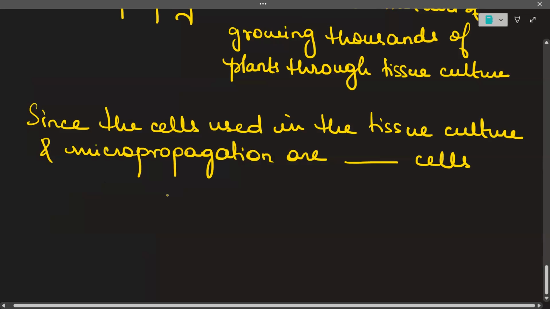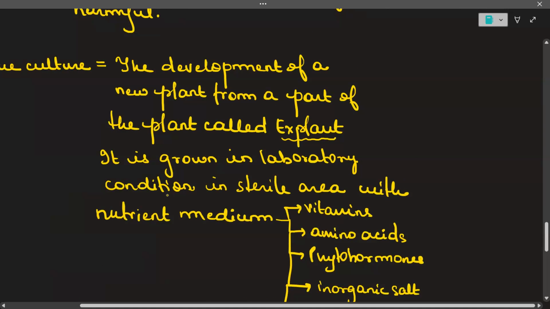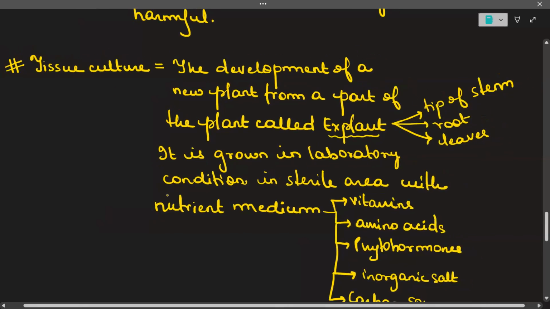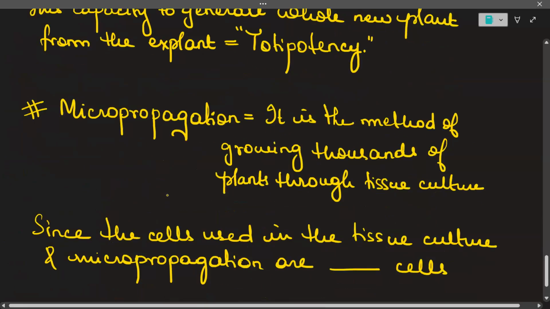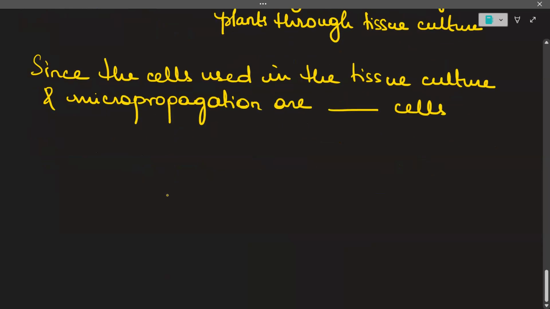Tell me. Like an example of explant, I'll write here. Explant example. Ma'am, what were the two cells? Germ cells and somatic cells. So yeah, what will the explant be? Will it be the germ cell or will it be the somatic cell? Somatic cell. Yes, somatic cell.